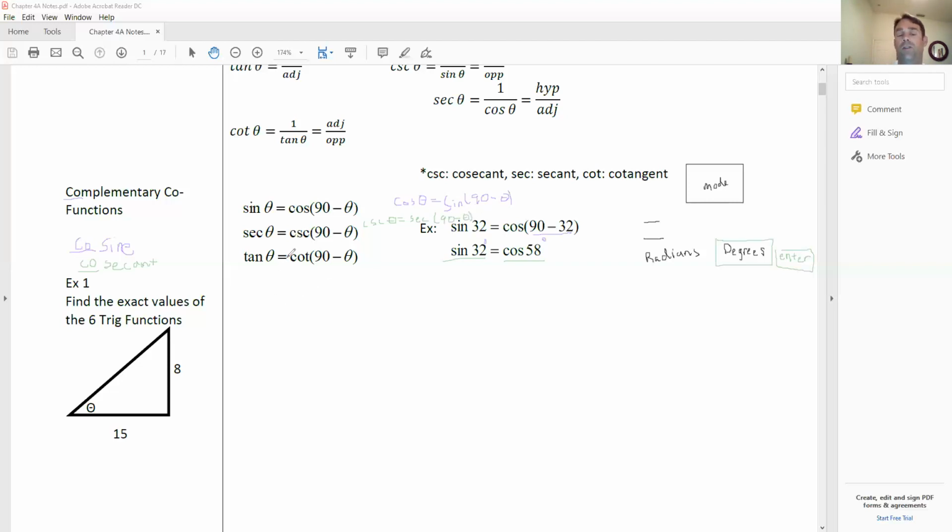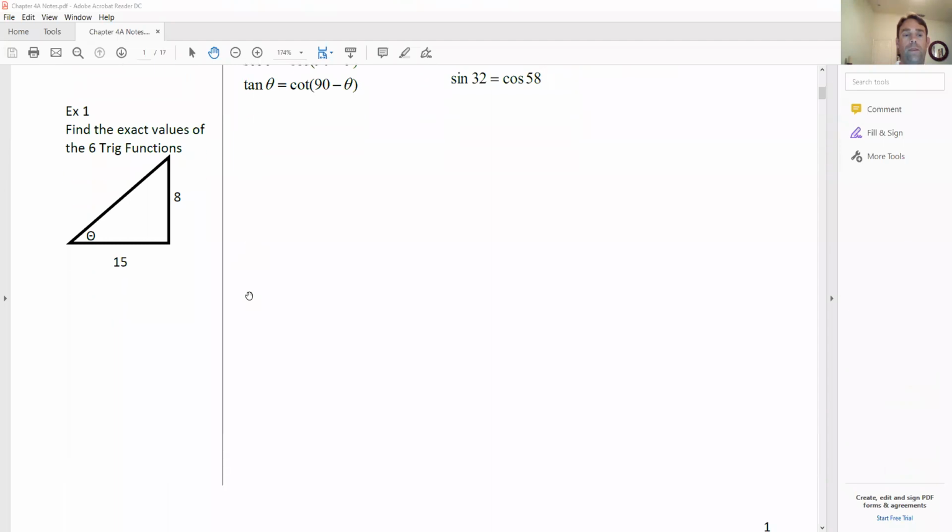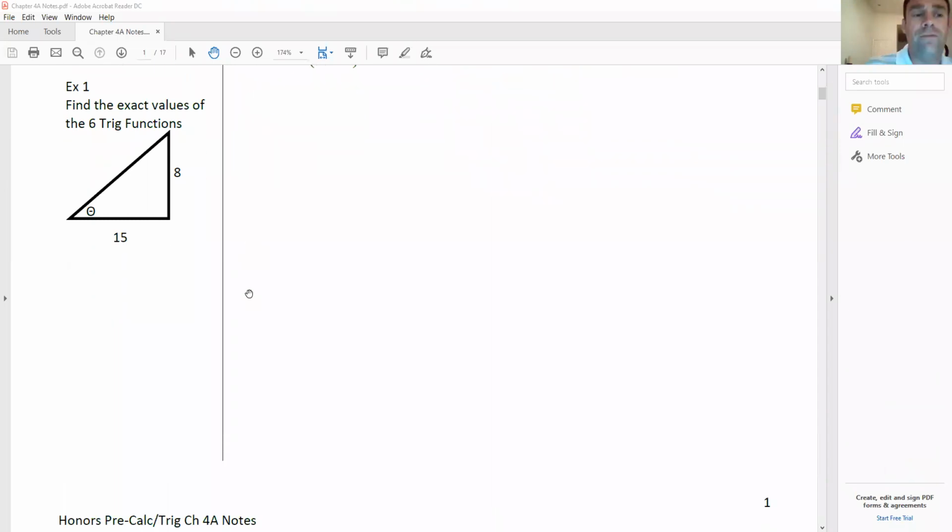And tangent and cotangent would do the same thing. They're also going to be complements of each other. So we have these reciprocal relationships and these complementary relationships. So what we're going to do is play with them a little bit here. Find the exact value of the 6 trig functions.